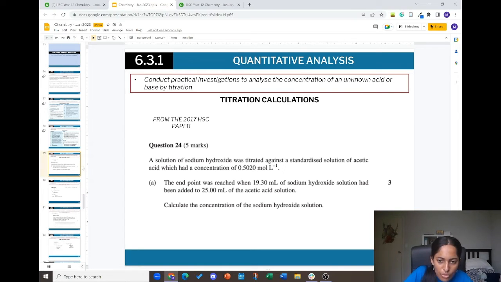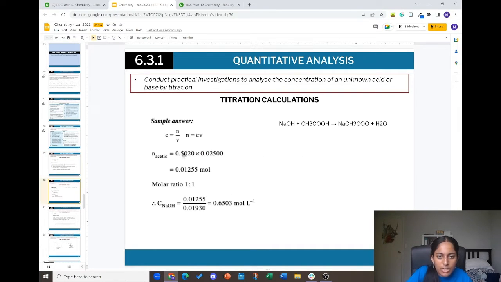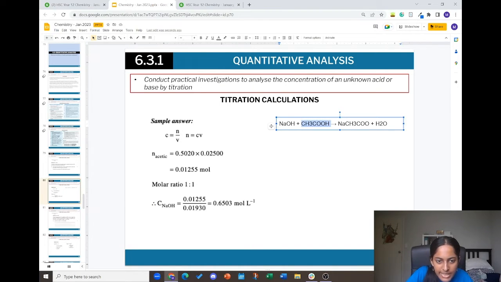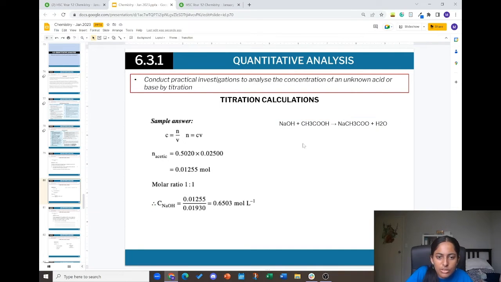So if we go through it step by step, we can see here that we've got a concentration of acetic acid and we've got volume of acetic acid. If C equals N over V, then N equals CV. So we can calculate the number of moles of acetic acid. That's pretty much just 0.502 times 0.025, and you'll be getting 0.01255 moles. Ratio, in terms of molar ratio, is just 1:1.